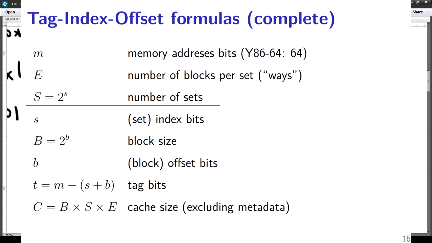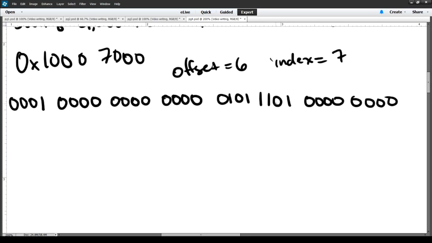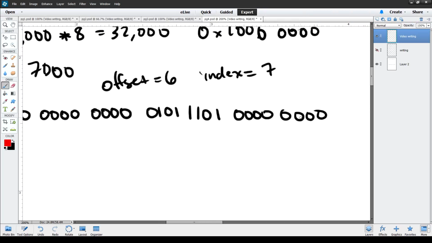Index bits is also relatively simple. We found in 3A that there are 128 sets in the cache, so according to the formula we should have 7 index bits, since 2 to the 7 equals 128. So if you go ahead and divide this number up into the tag, index, and offset bits, 1, 2, 3, 4, 5, 6.